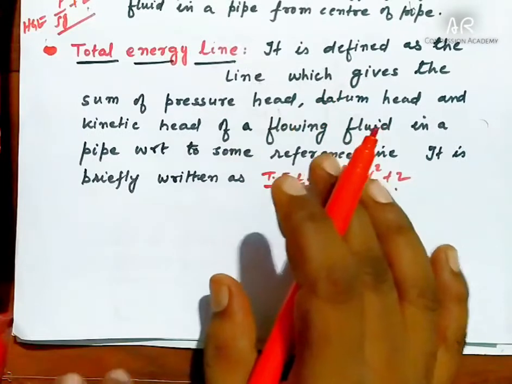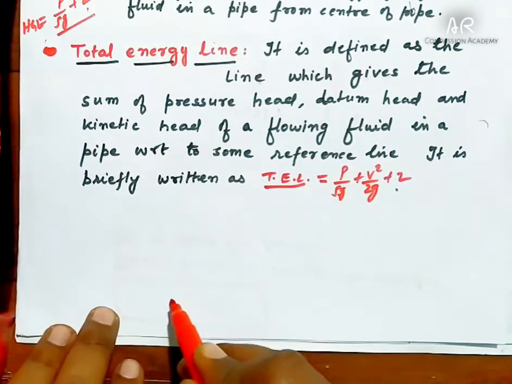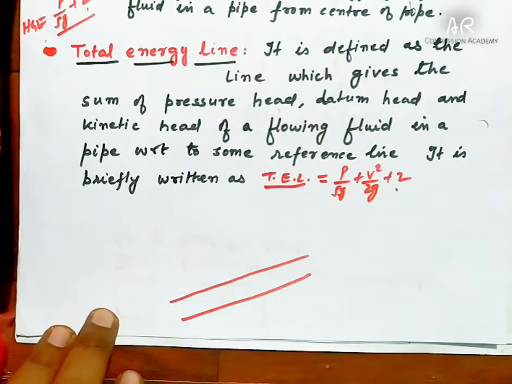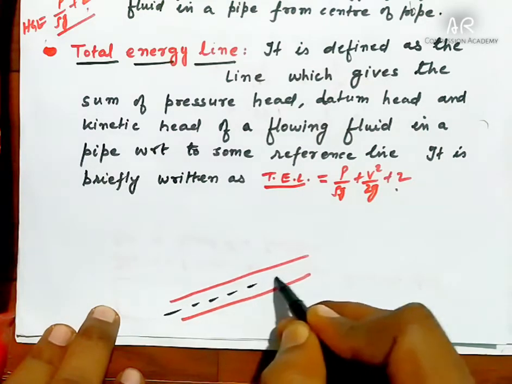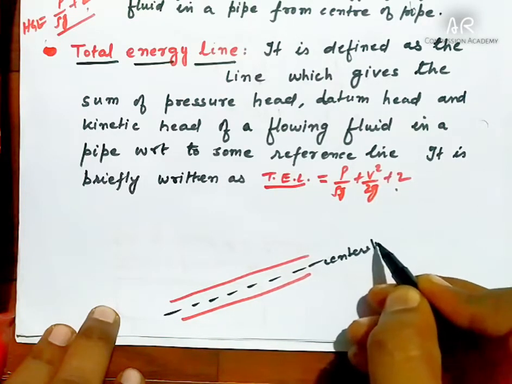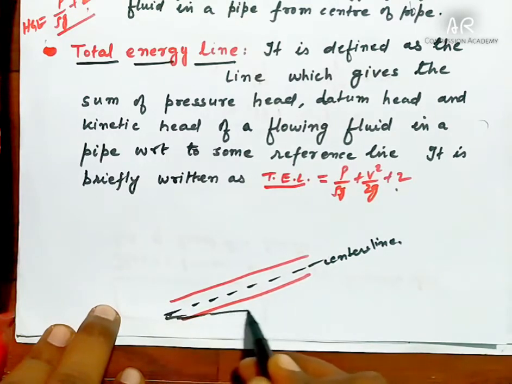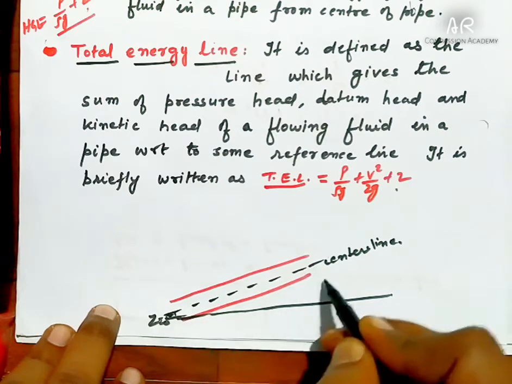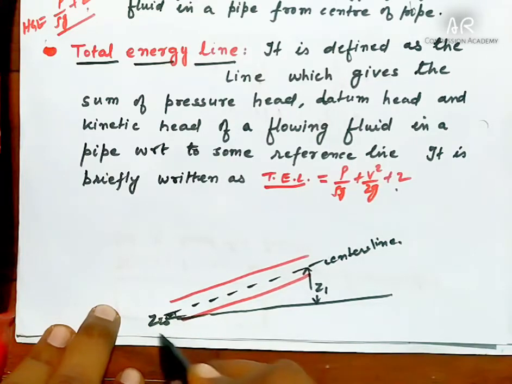We will understand it by an example. Suppose this is a pipe, flowing fluid in this pipe, and it is the center line. And suppose this is the datum line. So here the height Z is 0. Here Z is suppose Z1. Here Z is 0.